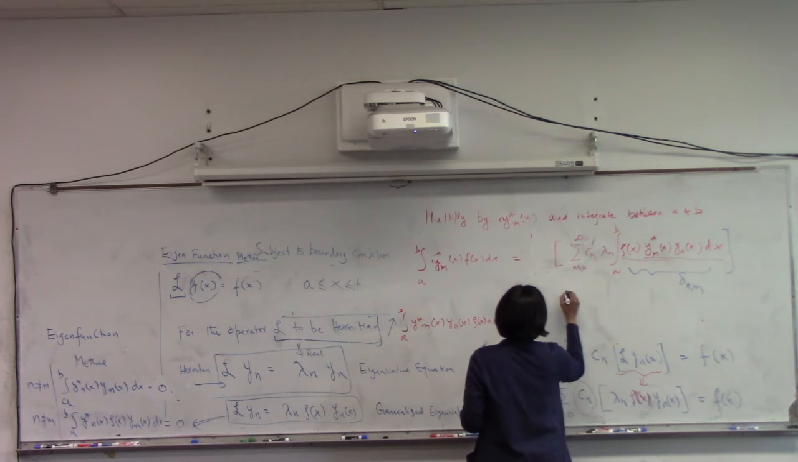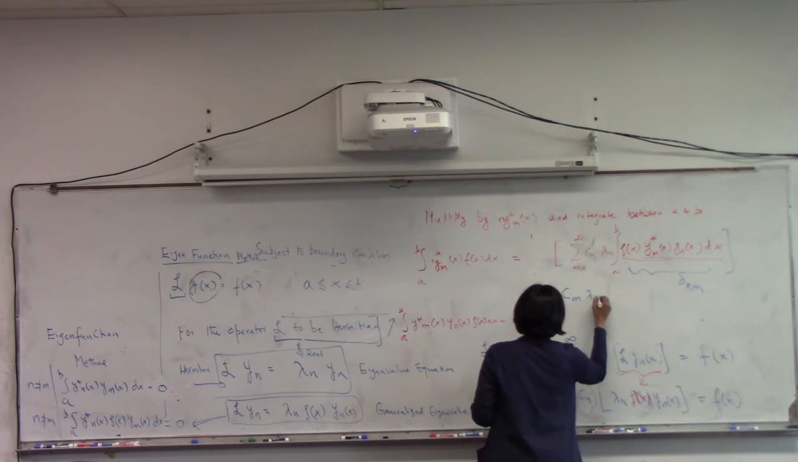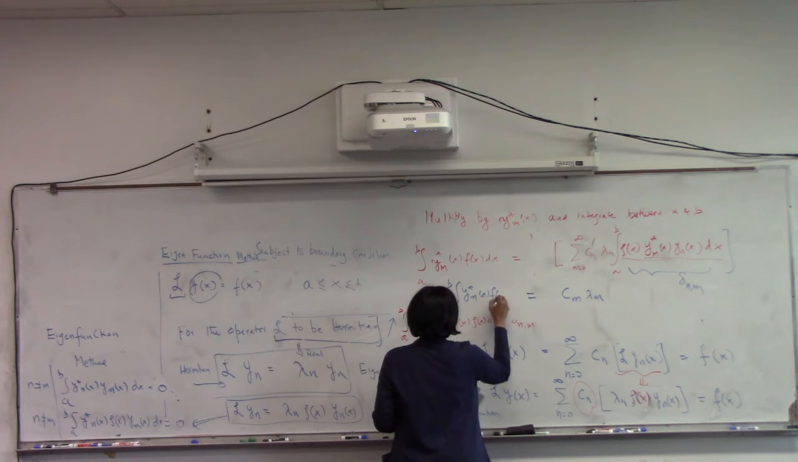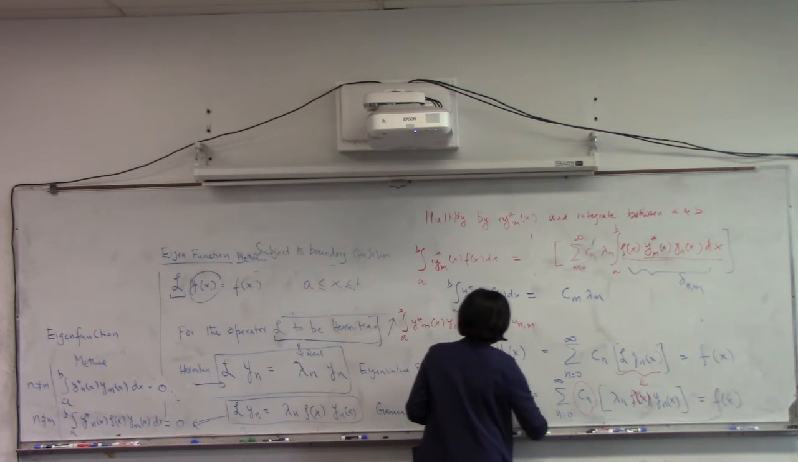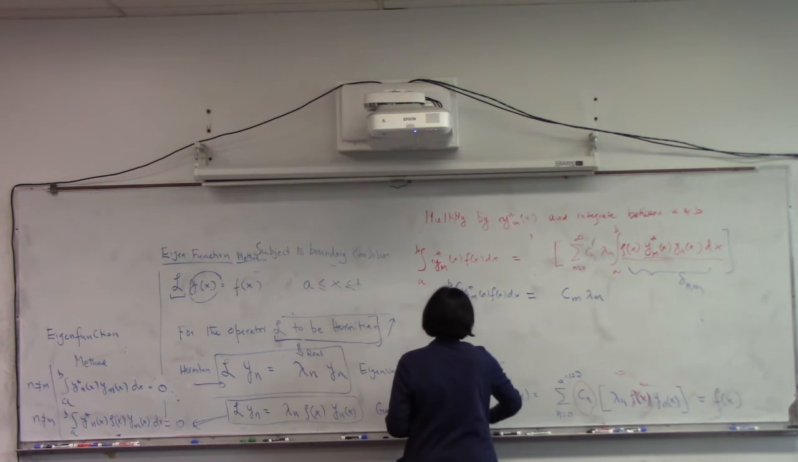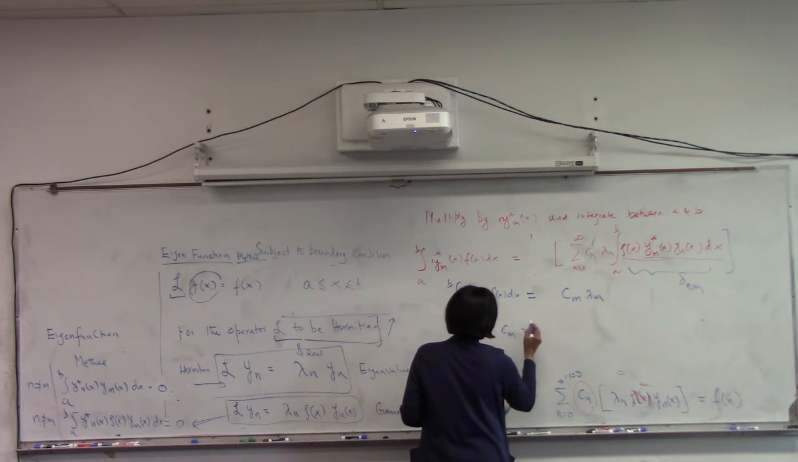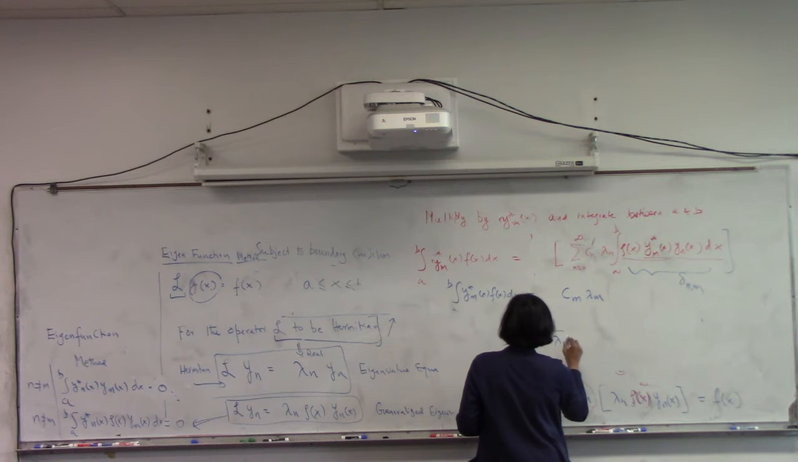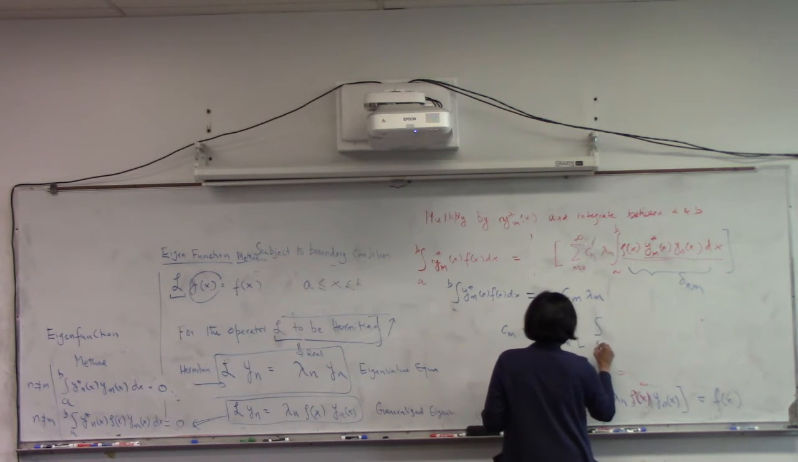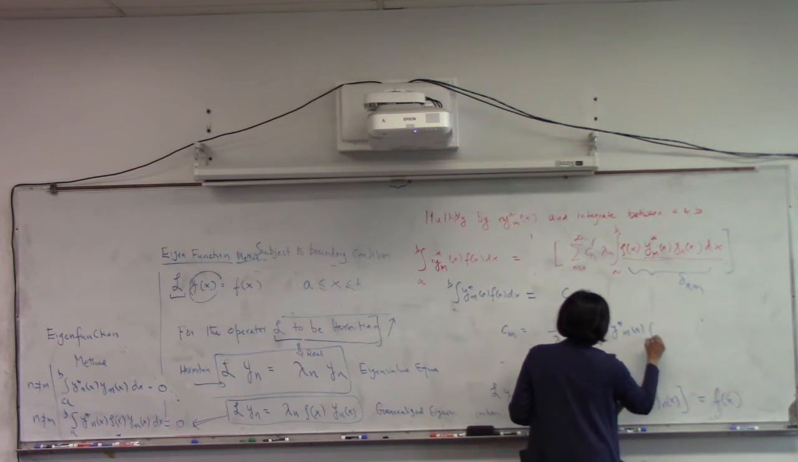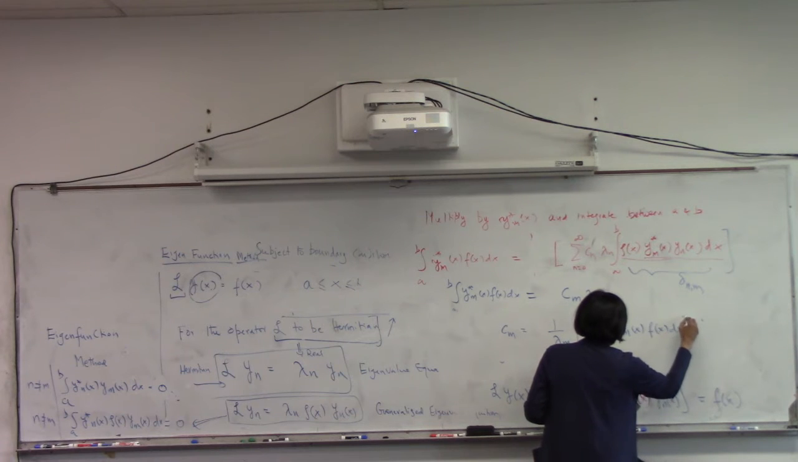This is nothing but Cn lambda n, integral a to b, y star m(x), f of x, dx. So I have an expression for Cn, which is a coefficient factor. The coefficient in the superposition of the solution in terms of eigenfunctions is nothing but 1 over lambda m, integral between a to b of y star m(x) f of x dx. Okay, that's what I get.